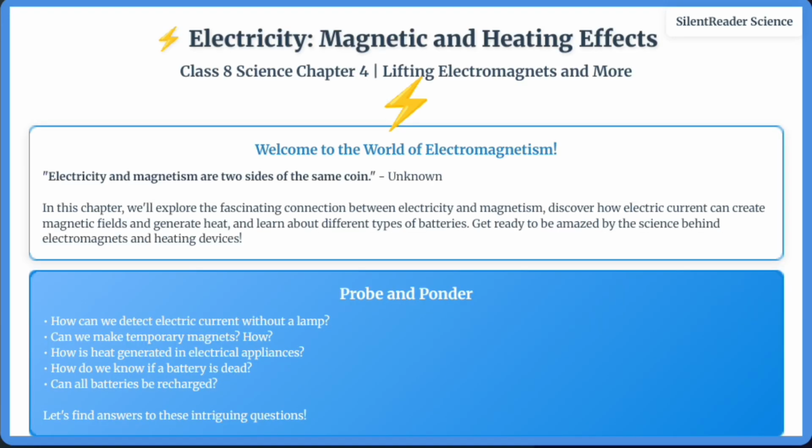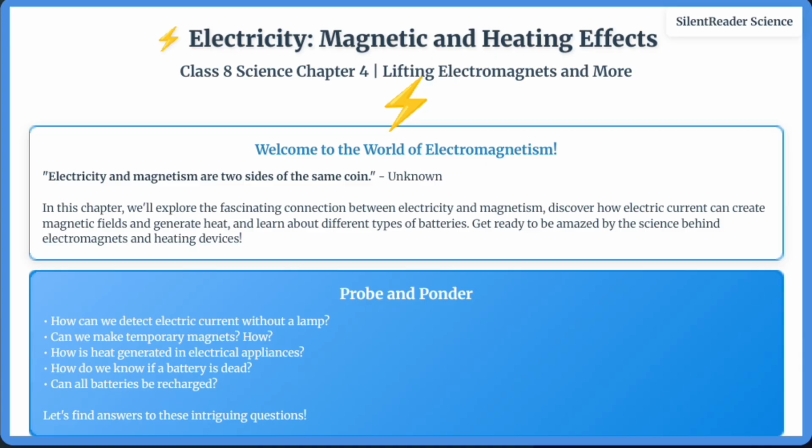Welcome to Chapter 4 of Class 8 Science, Electricity, Magnetic and Heating Effects. In this exciting chapter, we'll explore the fascinating connection between electricity and magnetism, discover how electric current can generate heat, and learn about different types of batteries.